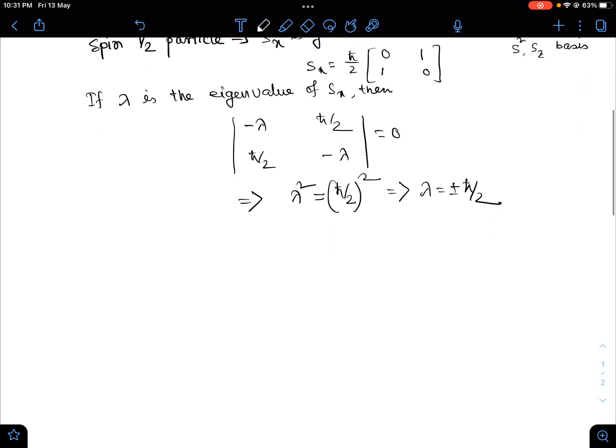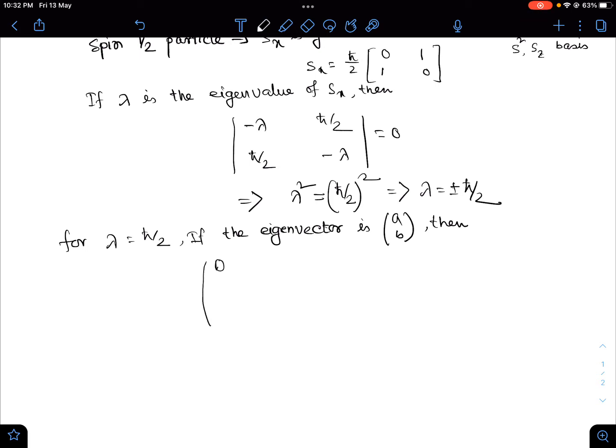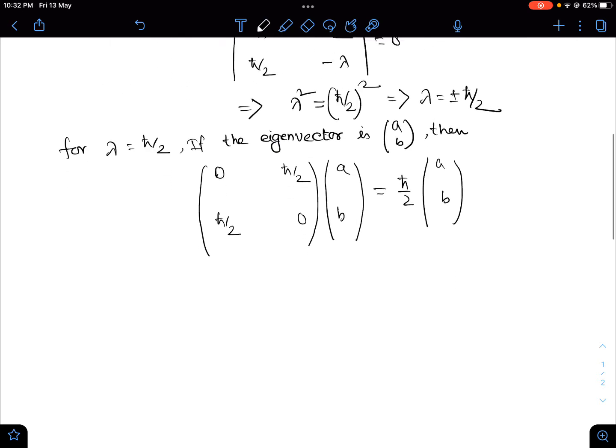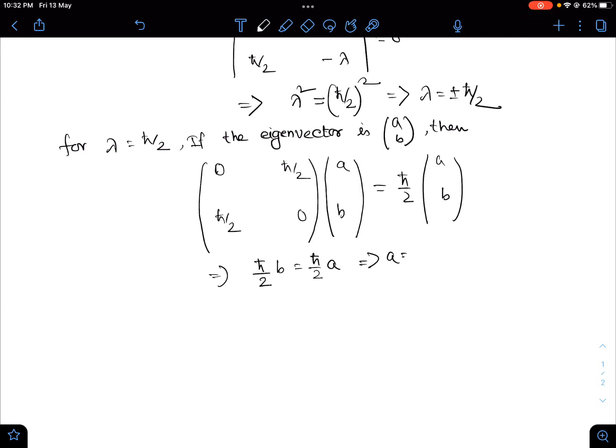So now let us calculate the eigenvector. So for lambda equal to h cut by 2, if the eigenvector is (A, B), then we will have the matrix h cut by 2 times (0 1; 1 0) acting on (A, B) equal to h cut by 2 times (A, B). So from the first line we are getting h cut by 2 B is equal to h cut by 2 A. So we are getting A is equal to B.